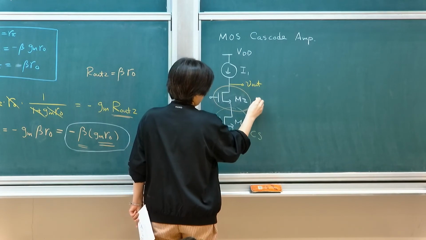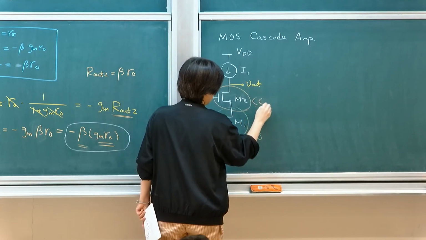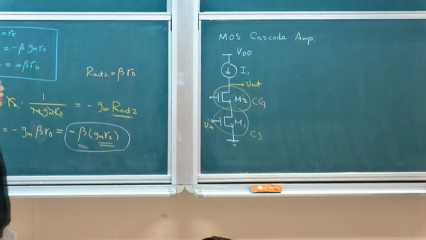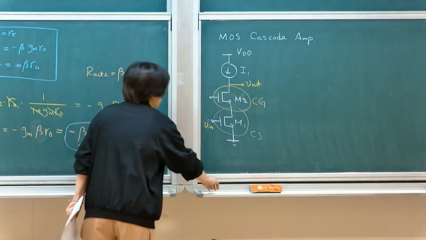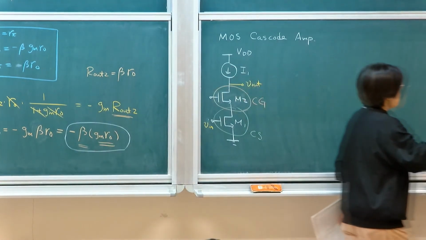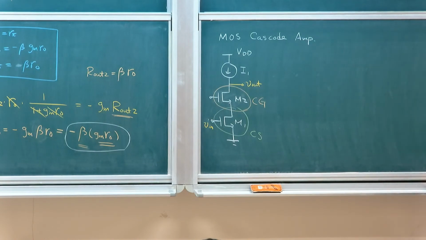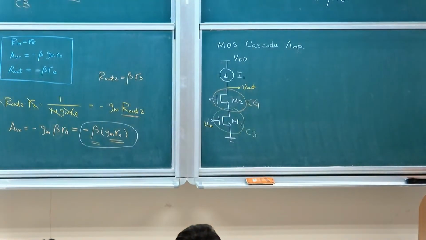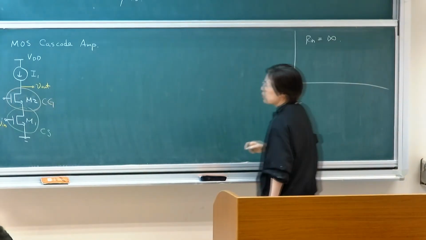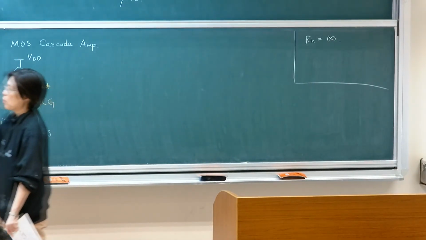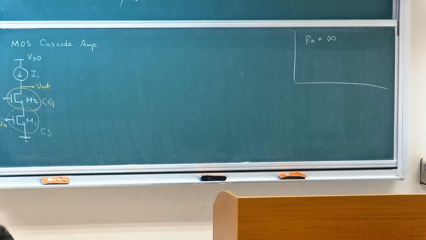This is the common gate stage. You have a common source stacked with a common gate. Okay? So we're going to do the same thing for the MOSFET version. We know that Rin, there's no discussion because it's coming in from the gate. So input resistance is infinite. So we already answered one part of the question.